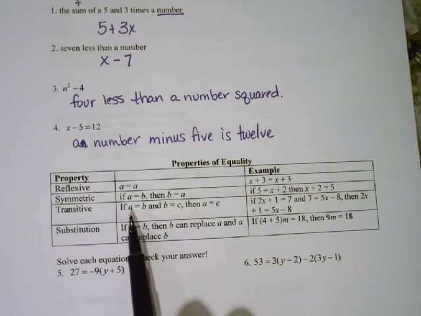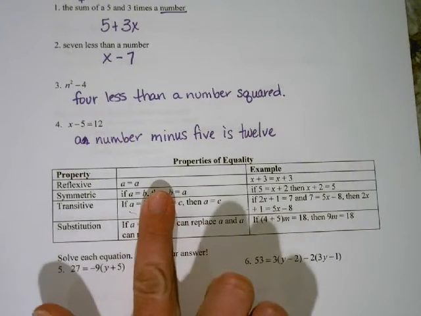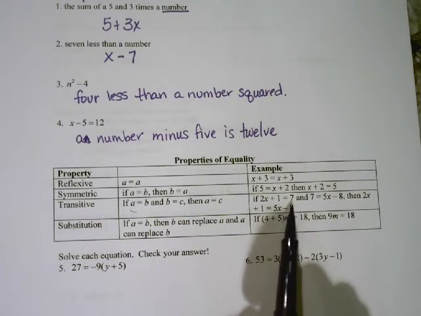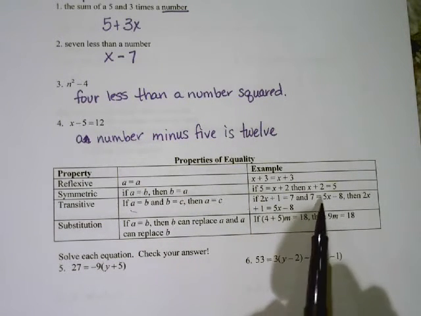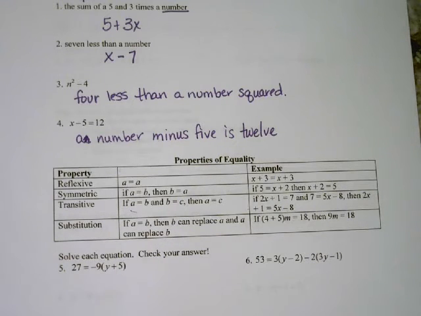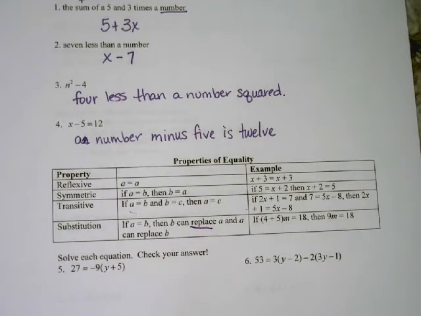Transitive, that's the one where I think about a train. I have my engine and my caboose, and the stuff in the middle links it all together. So if A equals B and B equals C, then A equals C. So if 2x plus 1 equals 7 and 7 equals 5x minus 8, then 2x plus 1 equals 5x minus 8. And finally, substitution, think about replacing with that one. If A equals B, then A can replace B and B can replace A.